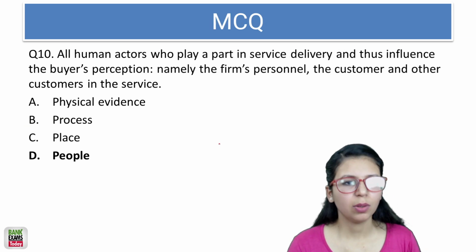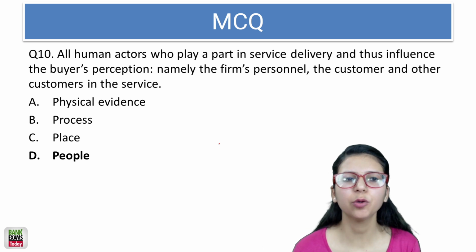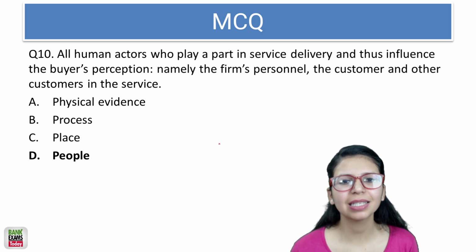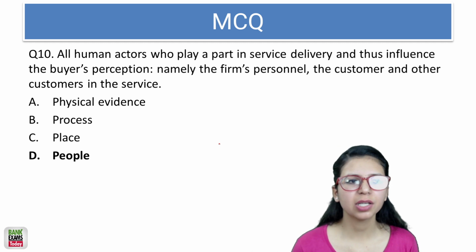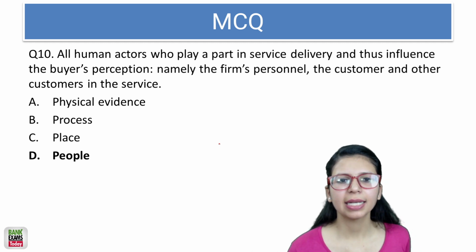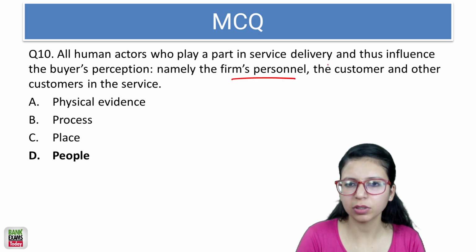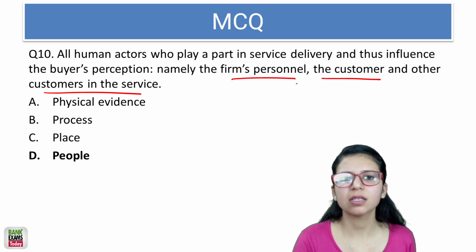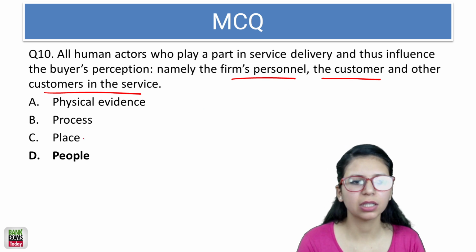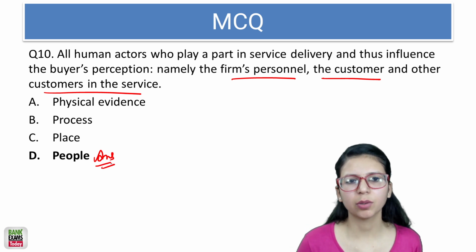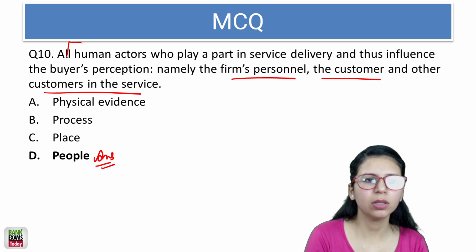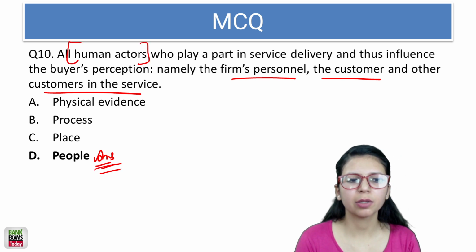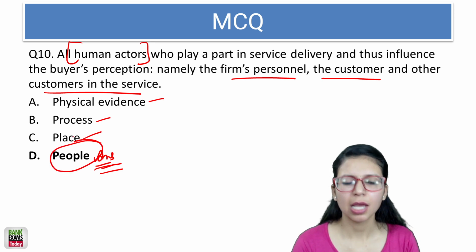Okay, now the last question is: all human factors who play a part in service delivery and thus influence the buyer's perception, namely the firm's personnel, the customers, and the other customers in the service. So all of these people are what? Marketing mix is about what? This is all about the people. All the human actors. So those are what? People, not physical evidence, not process, not place. So the answer is people.